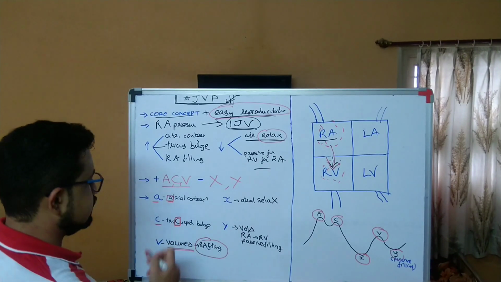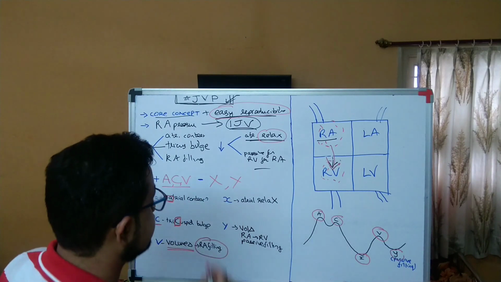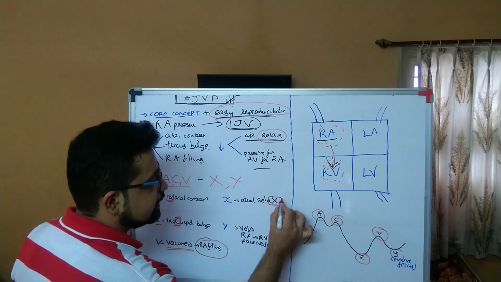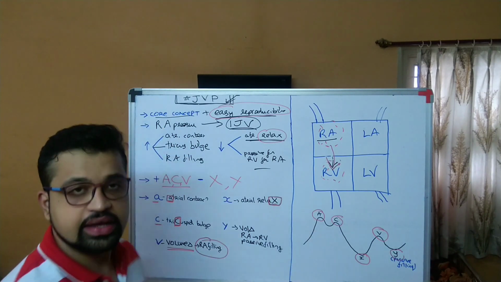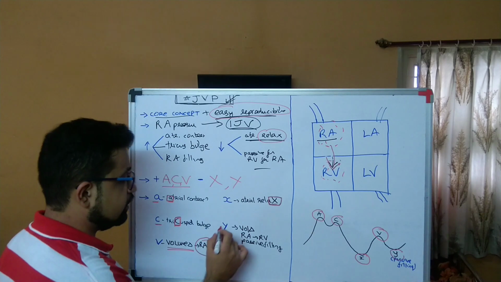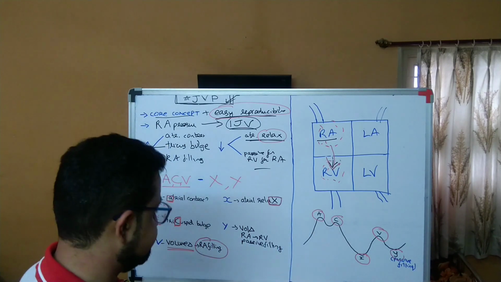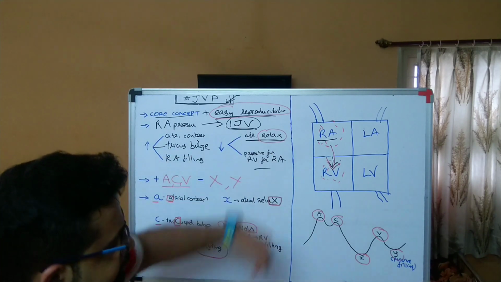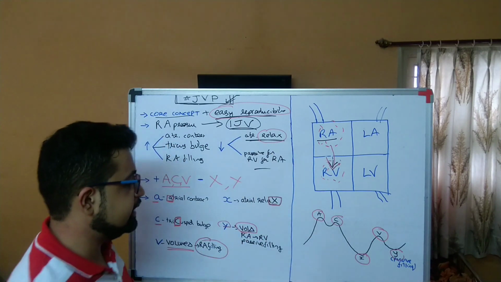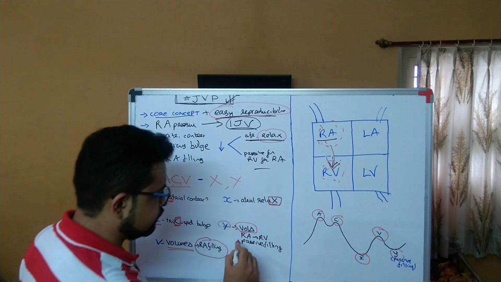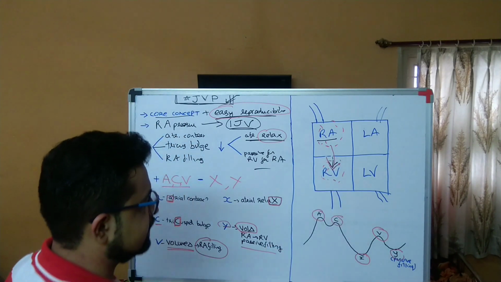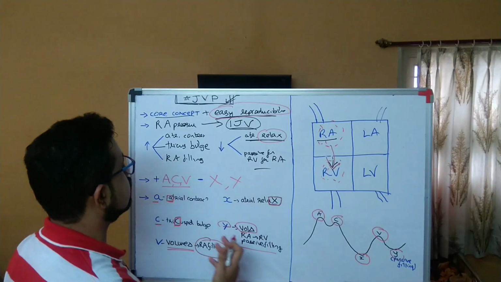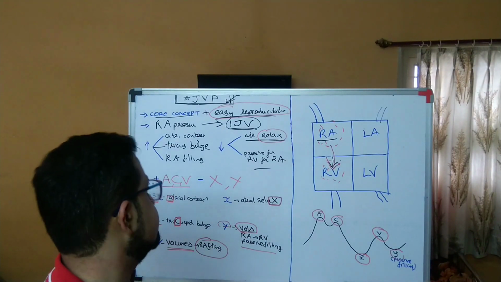Okay, so there are three positive waves. What are the two descents? X descent: what does it indicate? It indicates the atrial relaxation phase. And what is the Y descent? Y descent is volume difference. When do you get the Y descent? When there is passive filling of the right ventricle from the right atrium, as we discussed. Okay, so this was the core concept and easy reproducibility.